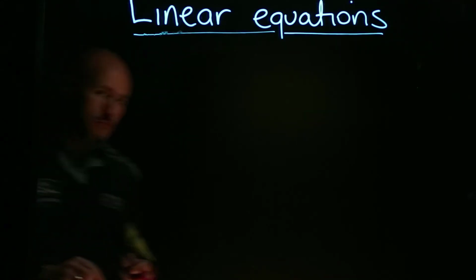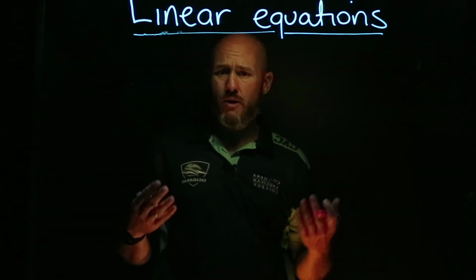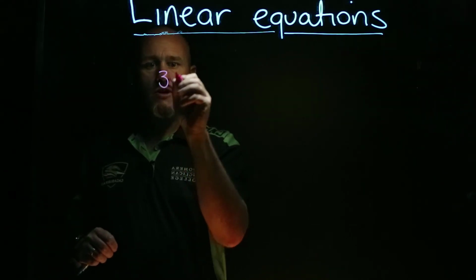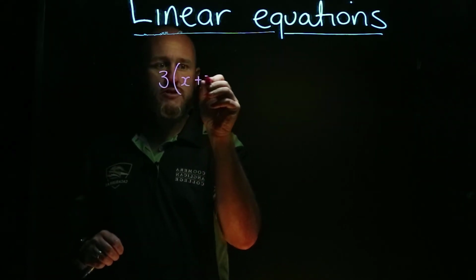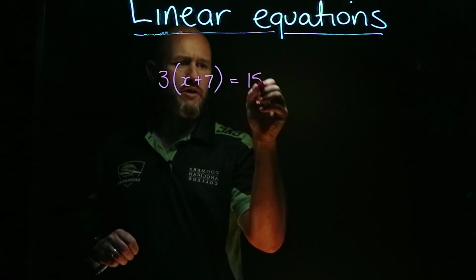Equations with brackets. So we could also get equations with brackets in them. So let's talk about how we deal with the brackets. So there's a couple of ways we can do it, but let's say we've got 3 times (x plus 7). We'll see some harder bracket ones a little bit later, but 3(x plus 7) equals 15.